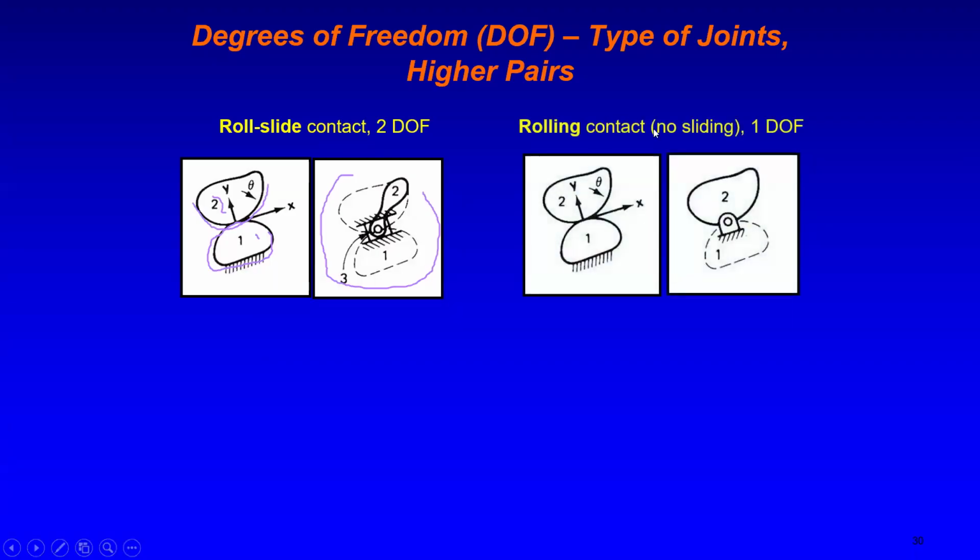Now, still for rolling contact, this is how 2 and 1 will move and produce an angle, whereas they move in the X direction. And this has 1 degree of freedom, whereas the slot slide has 2 degrees of freedom, right?